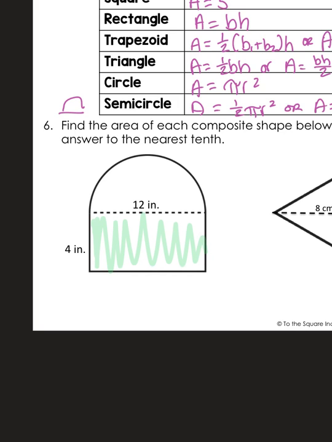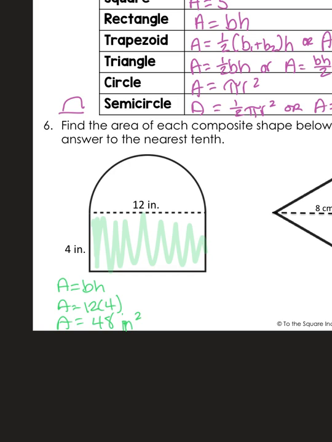So the formula for a rectangle is area equals base times height. So if I plug that in, I'm going to say 12 times 4. So the area of the rectangle is 48 square inches. Now I need to find the area of the semicircle.